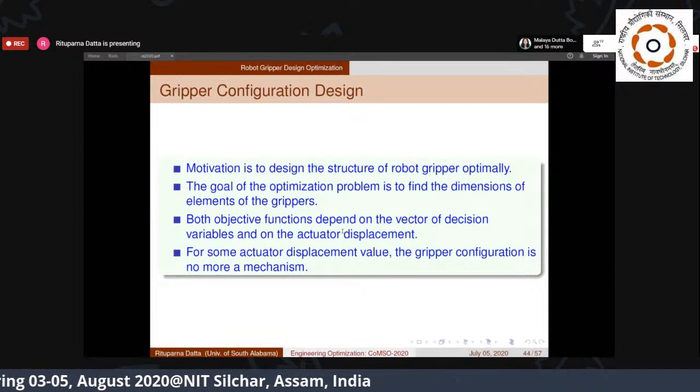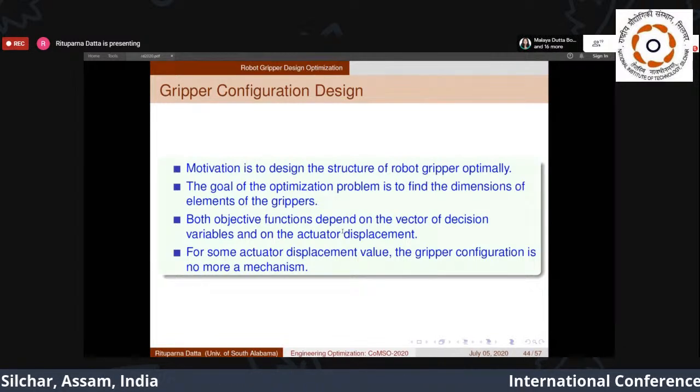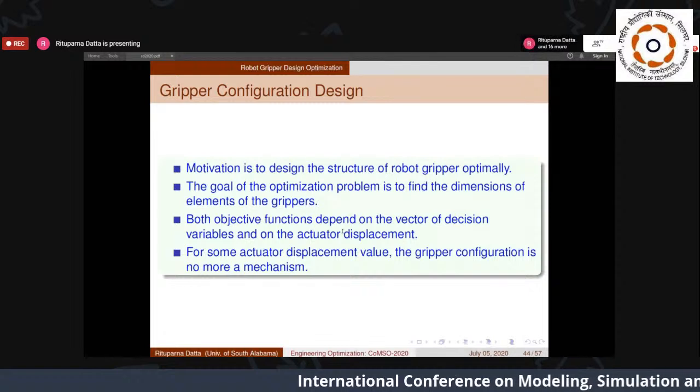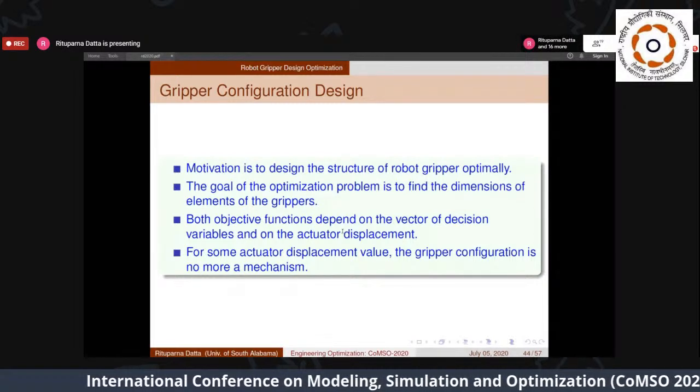Now, if I give the actuator movement first, then my computation is very fast.